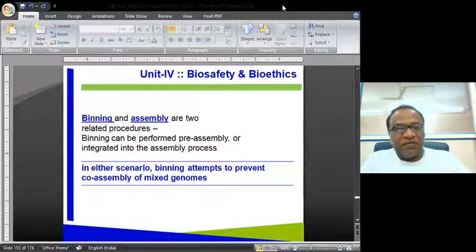Is that clear? We have the sequence, followed by the assembly, and we have something called the phylogenetic analysis or the binning process. Binning and assembly are two related procedures, and binning can be performed pre-assembly of the sequence or can be integrated into the assembly process. But in either situation, binning attempts to prevent the co-assembly of mixed genomes.